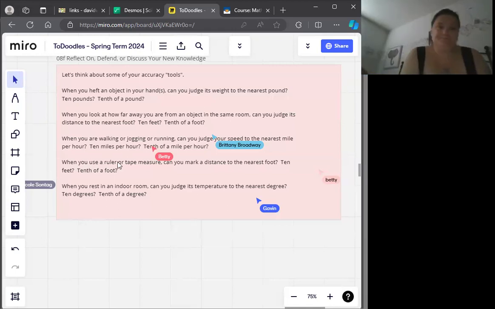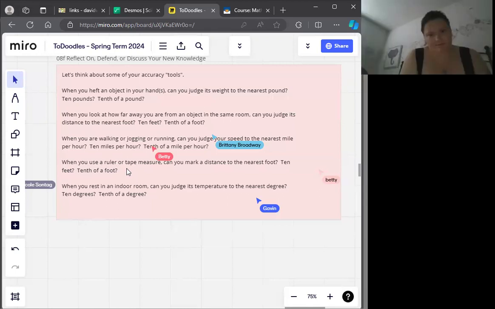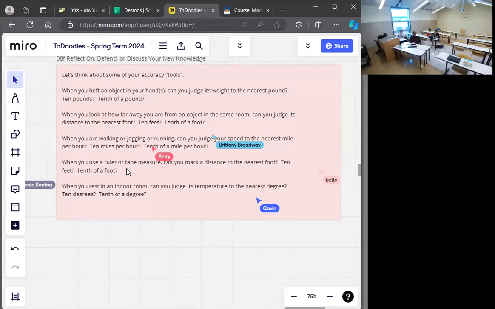How about when you use a ruler or a tape measure? How accurate can you be? Foot, 10 feet, tenth of a foot, hundredth of a foot? Probably centimeters. Yeah, you can cheat and use centimeters or even millimeters.